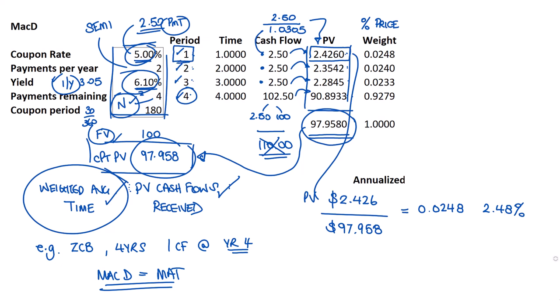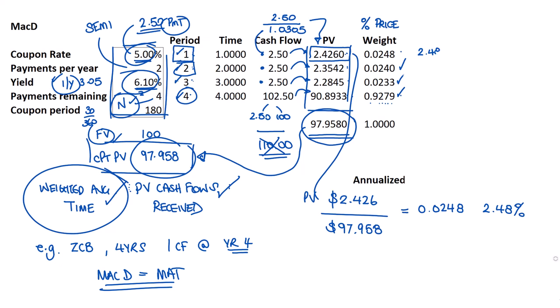Do the same for the cash flow at time 2 and you'll get 0.0240. Do the same at time 3, you'll get 0.0233. And then look at time 4, 0.9279. 92.8% just about of your cash flows come in at maturity. Why? Because this is a non-amortizing bond, just coupon, coupon, coupon, and then all of the principal and the final coupon.